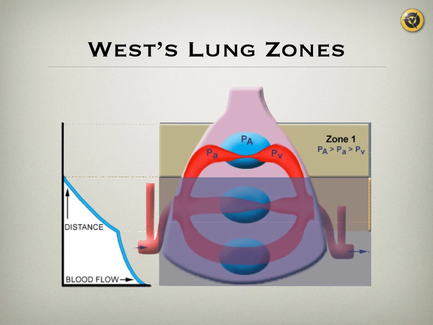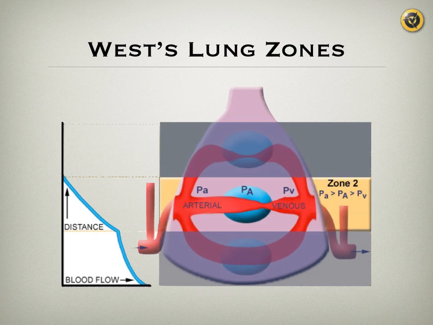You go to the second lung zone, where the arterial pressure becomes higher than the alveolar pressure. So there is some flow during inspiration and expiration. And the venous side is a little bit engorged, but it's at the level of the heart, so there is still sometimes closing and opening. So there is basically intermittent perfusion in the second lung zone.